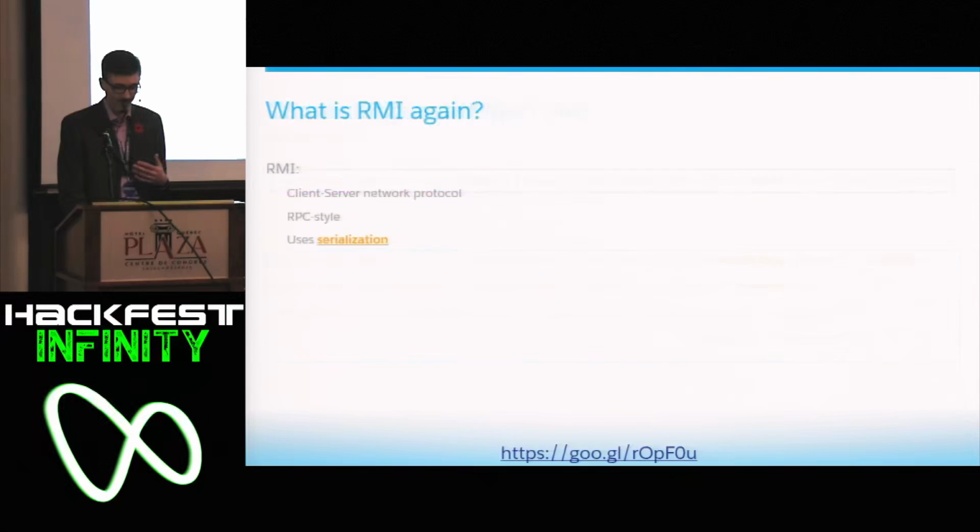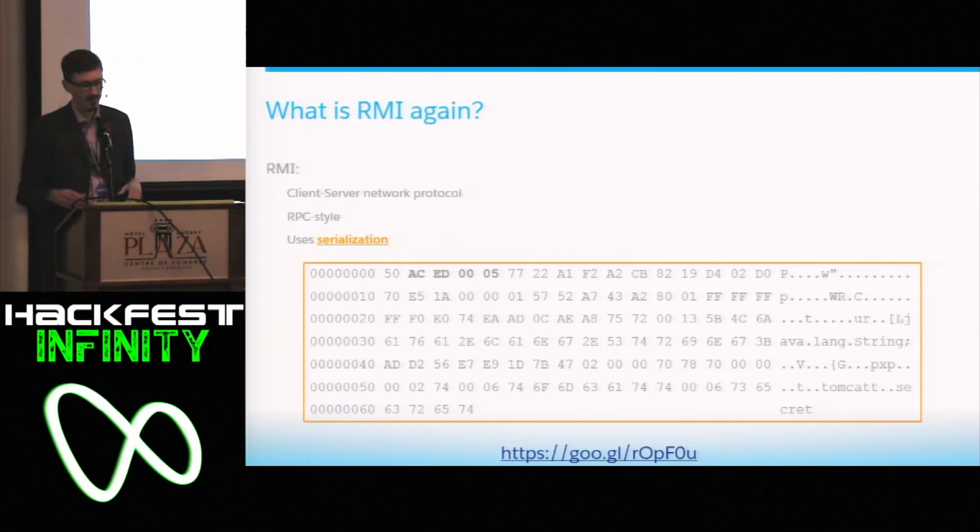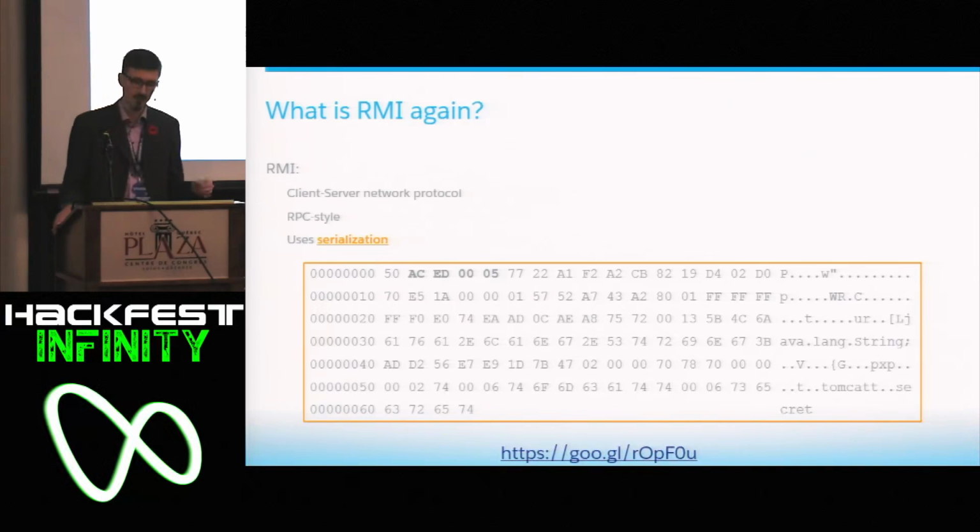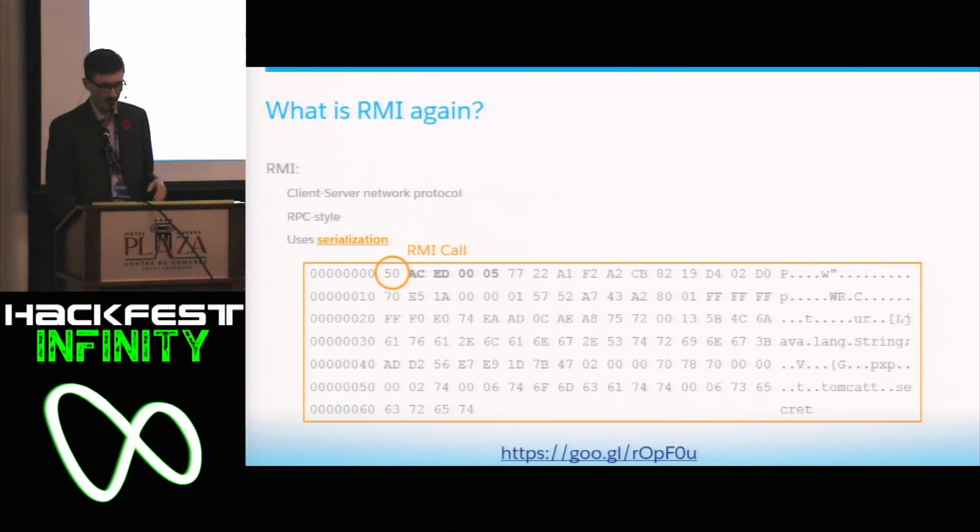So what is RMI again? If you remember, I mentioned it is another feature of Java that relies on serialization, and it's client server. So it's like an RPC for Java. If you look at the network, imagine we have a JMX client talking to a JMX server. That's what you will see. 50 is for RMI call, 51 is for RMI response. And after that, what do we see?